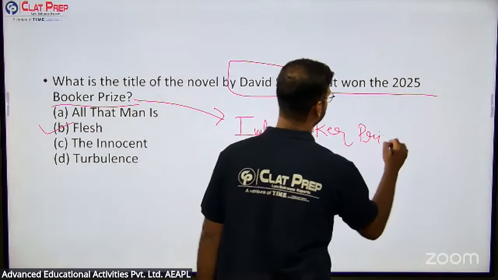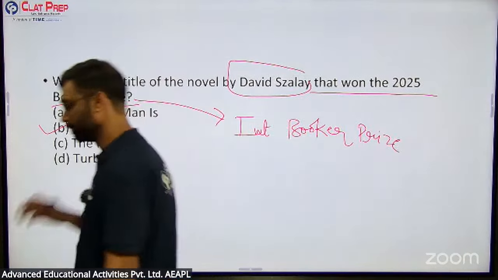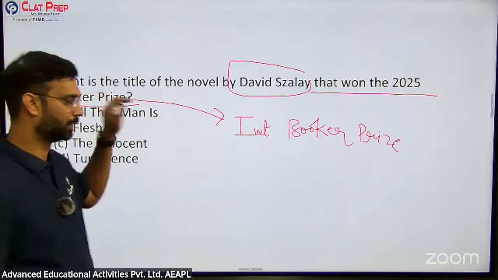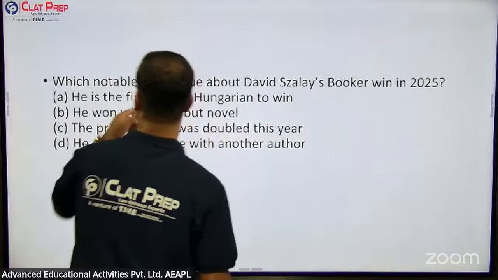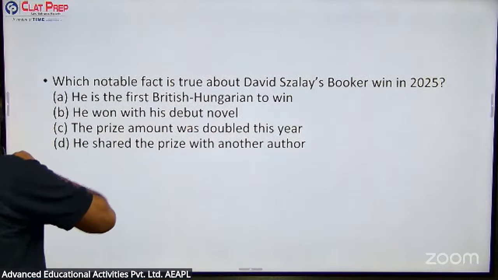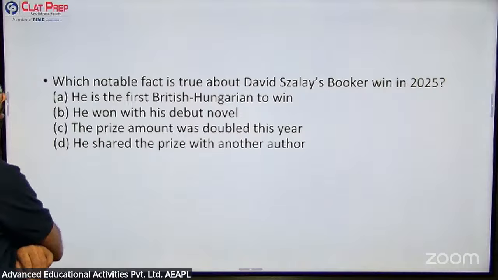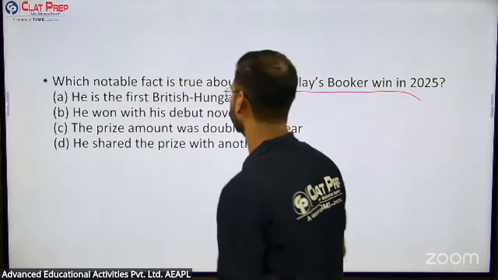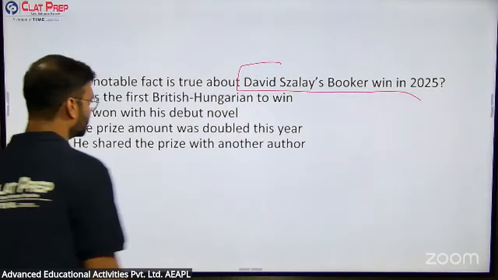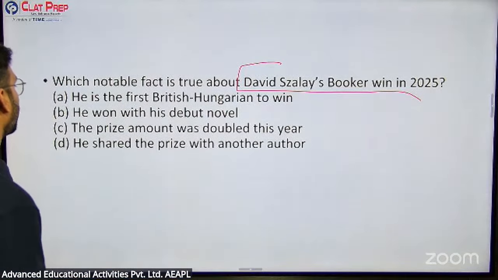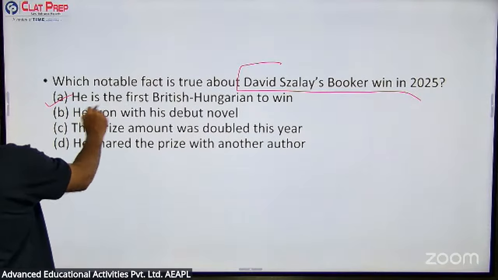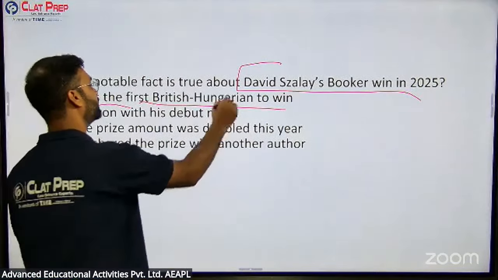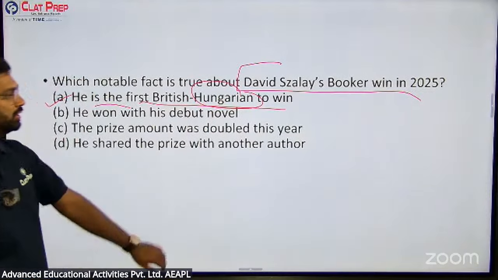These are different. International Booker Prize and Booker Prize are different. You have to read about this as well as this, right? Now, next question. Which notable fact is true about David Szalay's Booker Prize win in 2025? The answer is he is the first British-Hungarian author to win this prize.